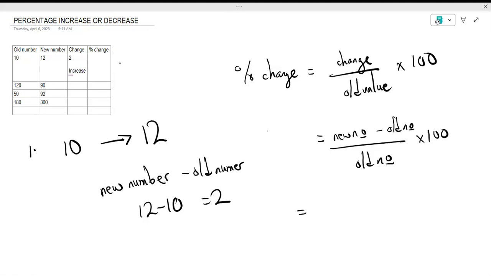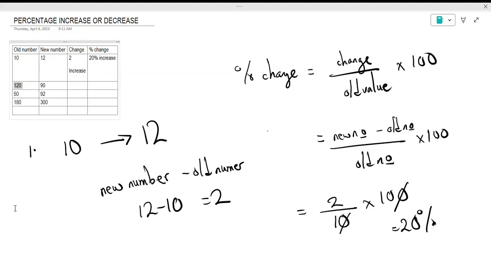So what's our change? That's 2 over old number 10 times 100. This 0 cancels this 0. We're left with 2 times 10, which is 20%. So moving from 10 to 12, that's a 20% change. Is it an increase or a decrease? It's an increase. So that's a 20% increase.